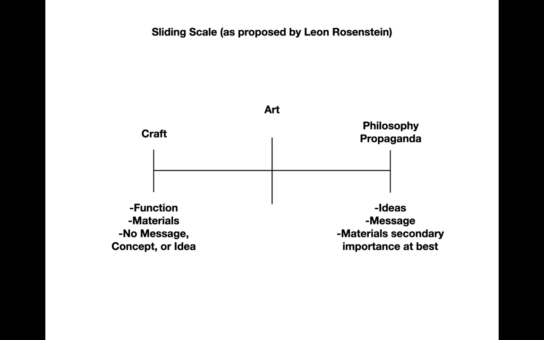But the great thing about this sliding scale is that disagree though we might, it's pretty clear that you would have to place Brothers Karamazov somewhere maybe between the center, where we would say art is roughly, somewhere between there and the right where philosophy and propaganda and ideas and all that are. So somewhere in between there is where something like that lives.